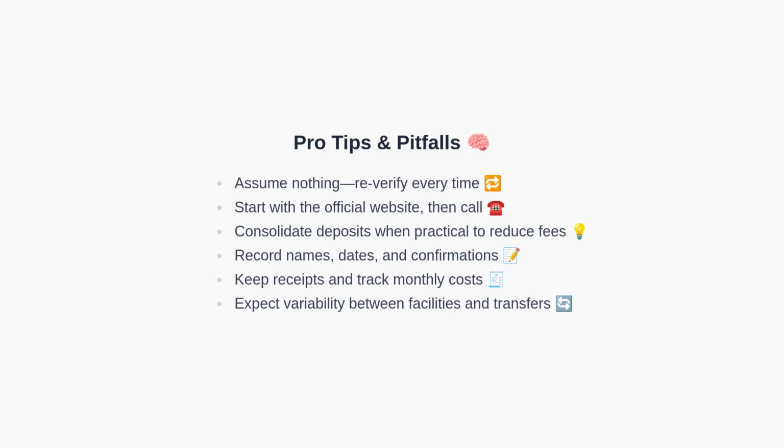Here are the key tips and pitfalls. Do not assume past methods will work. Always re-verify. Start with the facility's website and then call if anything is unclear. Consider consolidating deposits to minimize per-transaction fees when it makes sense. Record the names of staff, dates, and details of your confirmations. Keep every receipt and track your monthly spending. Above all, expect variability and be prepared to adapt when facilities or contracts change.